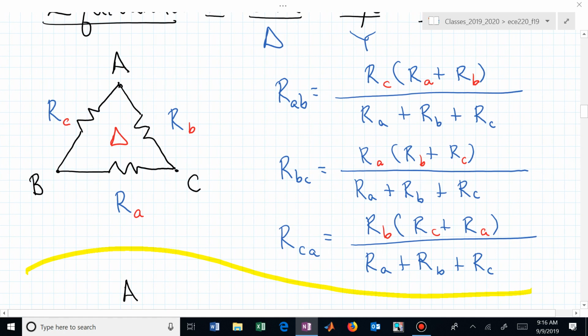Right now, all we're concerned with is if we have a network that involves a delta, can we now convert that to a Y. In our bridge circuit, we had a triangle up top, or we had a delta down below. And we could convert either the top or the bottom. Once you convert it, then you can start using your parallel series combinations to get what you need.